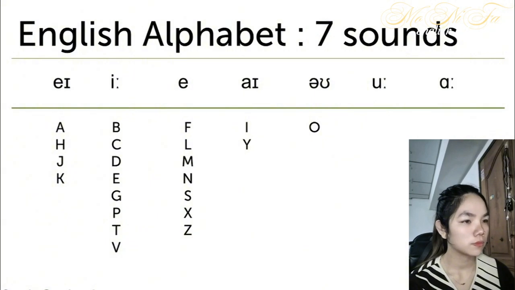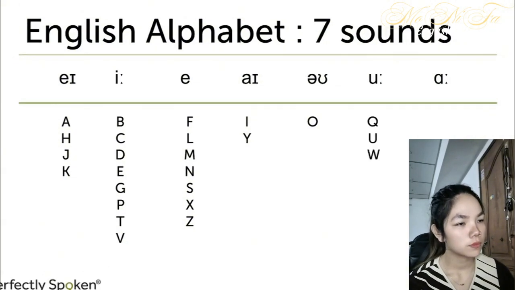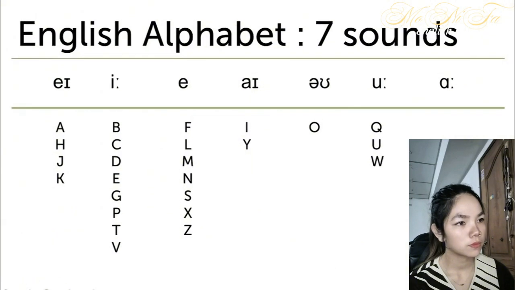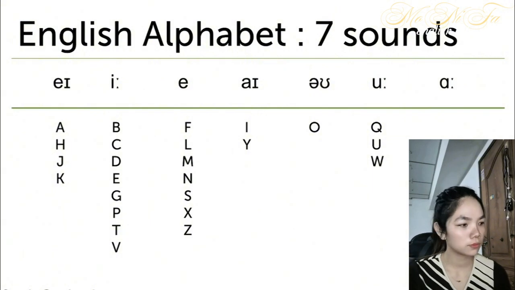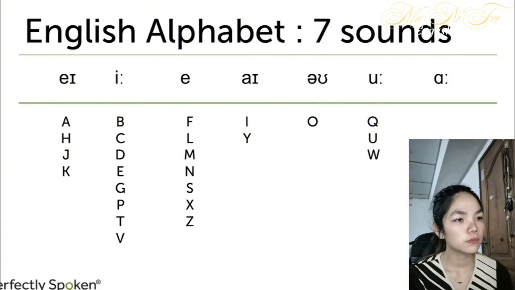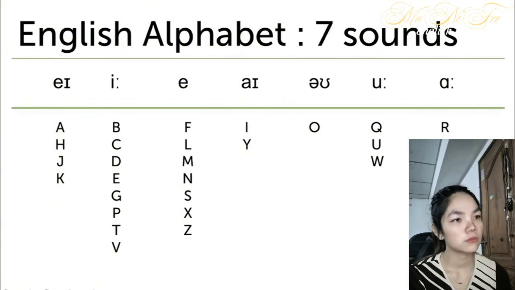The next one is only 1, and it's O. Then we get Q, U, W. Again, Q, U, W. And the final one is R. R. Right? Again, long R.